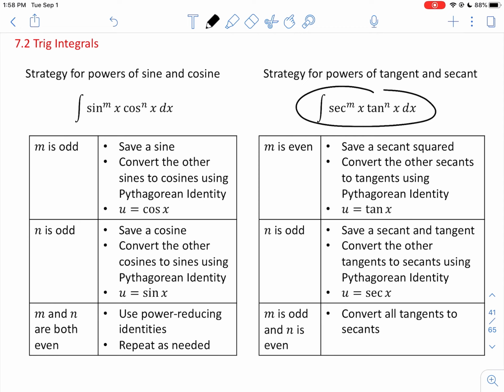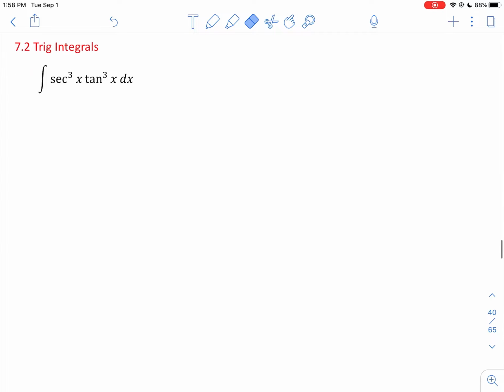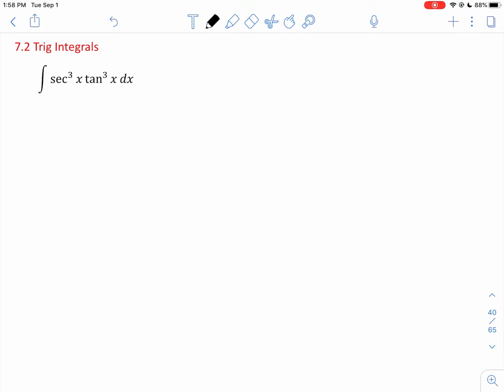The last class I want to discuss is what happens when you have powers of secant and powers of tangent. So we're going to take a look at an example of that and then just give a strategy after that. I actually might do a few examples on this slide beyond what's actually written here, just so you can see the different strategies. So we have secant cubed, tangent cubed.